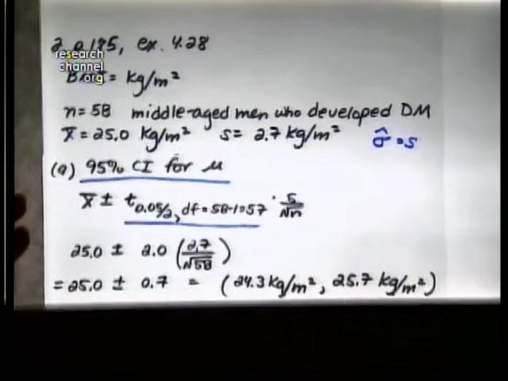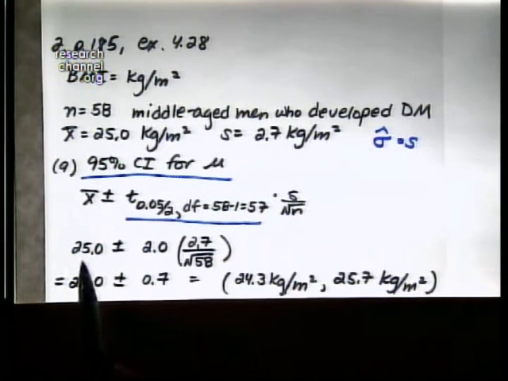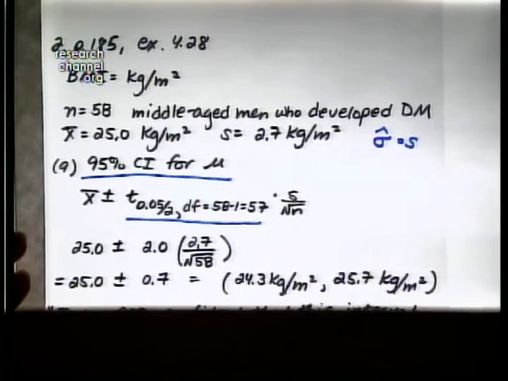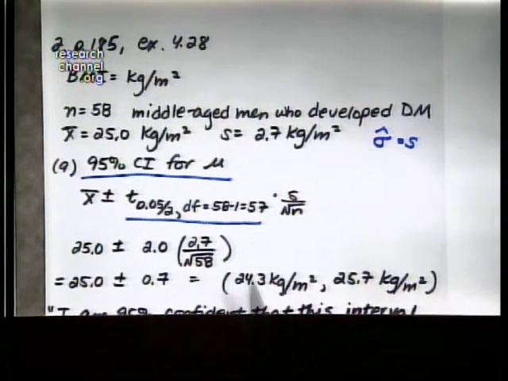So just to follow through on this, we would take the sample mean of 25 plus or minus the tabled value of 2 times the standard error of the mean that we get by taking 2.7 divided by the square root of 50. And our confidence interval ranges then from 24.3 kilograms per meter squared up to 25.7 kilograms per meter squared.